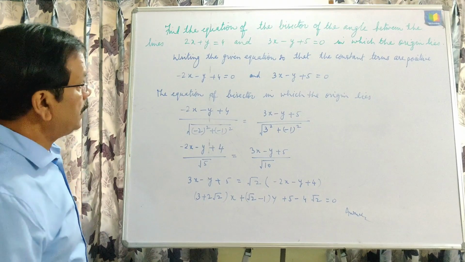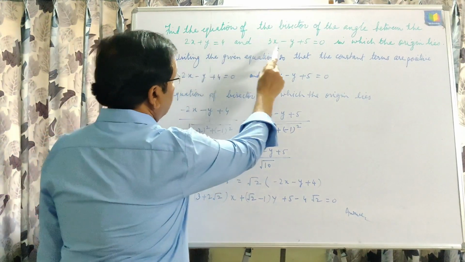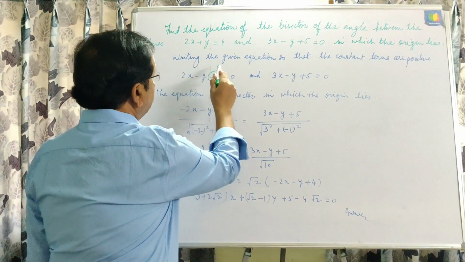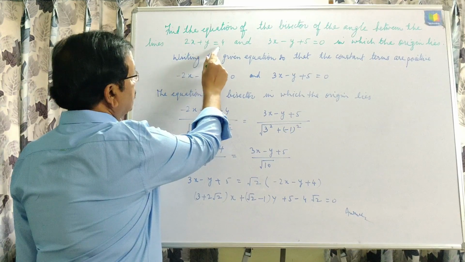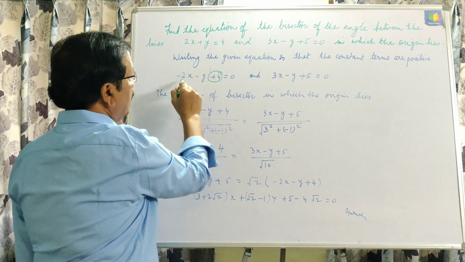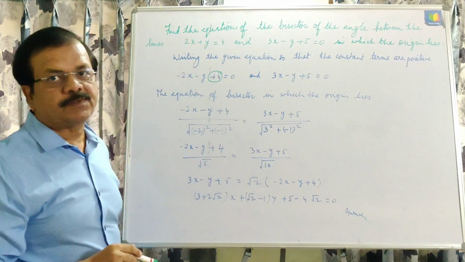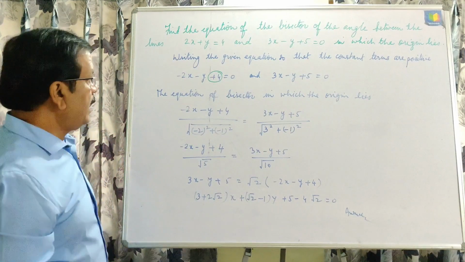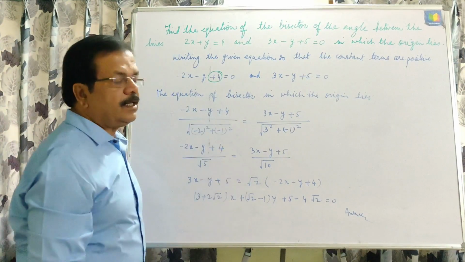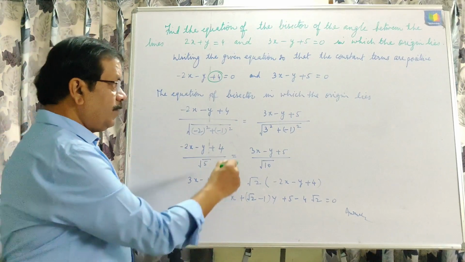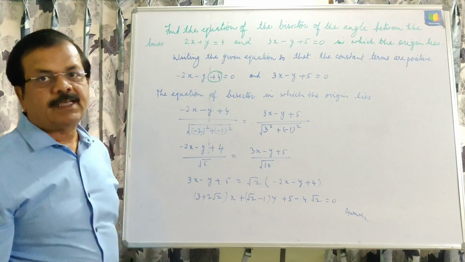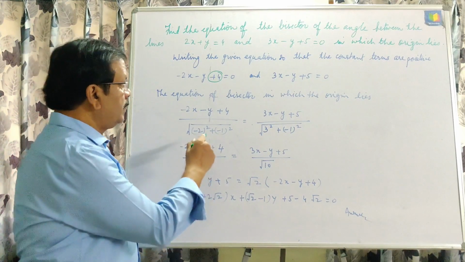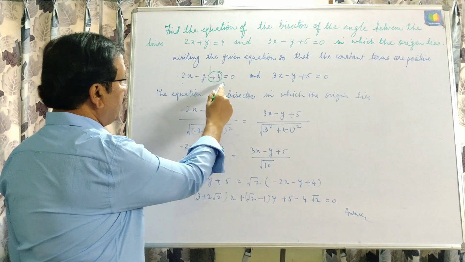In this type of question, first of all we should write the given equation in such a way that the constant should be positive. Here 2x plus y minus 4 is equal to 0, then multiplying by minus sign, this is minus 2x minus y plus 4 is equal to 0, and this is already positive. And then for the equation of the bisector in which origin lies, we will not write the negative sign here, only the positive sign will be taken if we are doing this type of question.